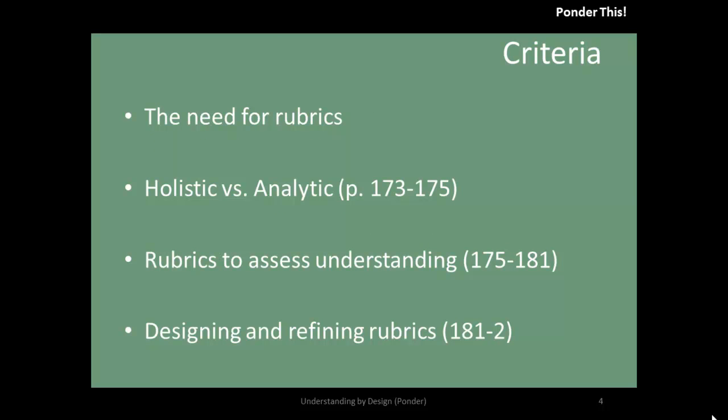As we get to Chapter 8, the first half talks about the criteria. So how do we measure this? What does this look like? And the first part, we start talking about the need for rubrics. When we start talking about why we need rubrics, it's kind of twofold. The first half is we need to have something that's measurable, especially if we're going into performance tasks.